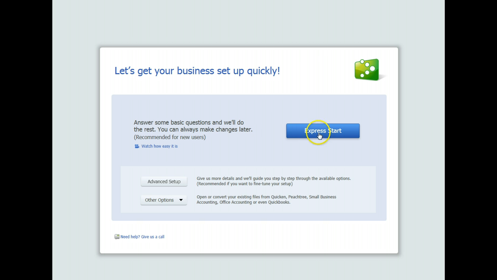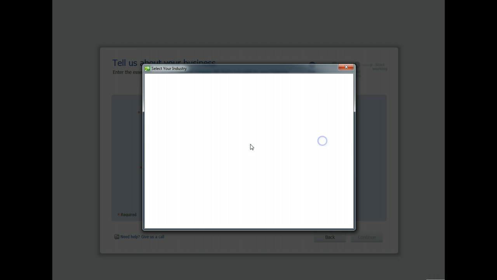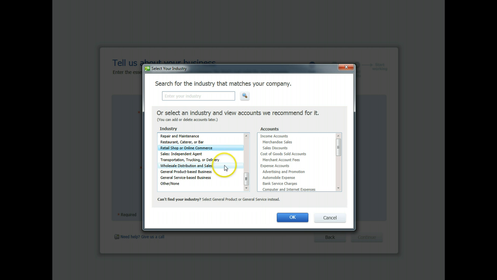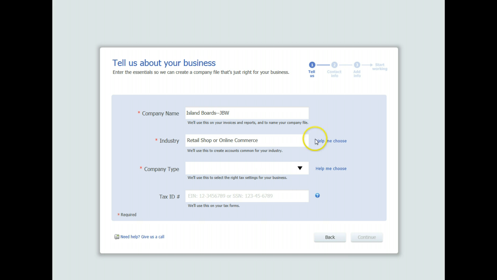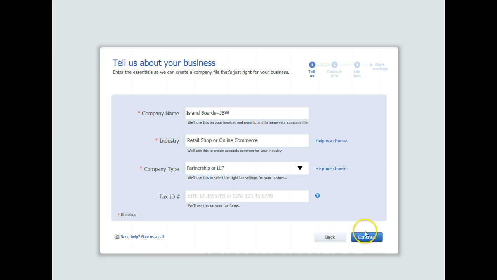We're going to do a skateboard manufacturing company. So our company name says Island Boards with your initials. Okay, and it's going to be retail shop or online commerce, because we're going to be selling them. We're not going to be having any employees who are going to be doing the work. We're going to do the work ourselves. And this is going to be a partnership. So we'll continue.